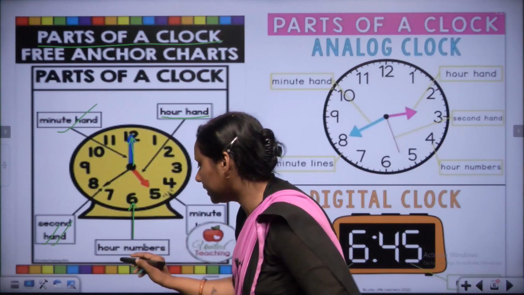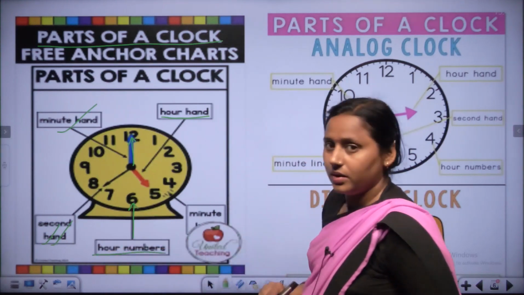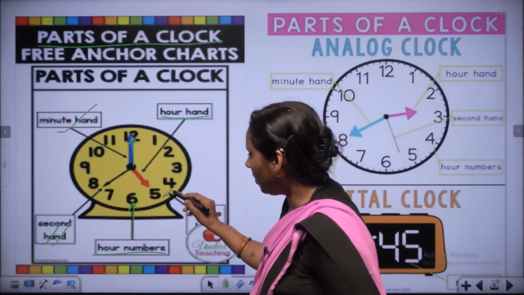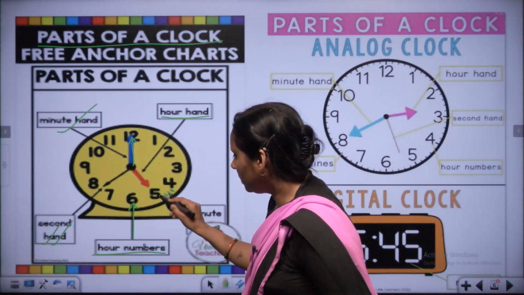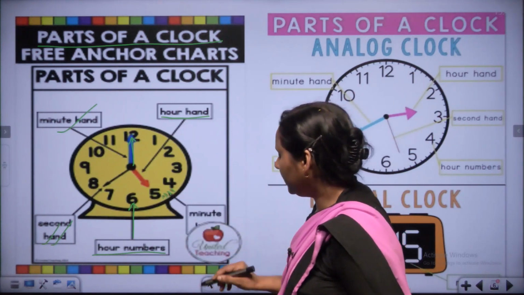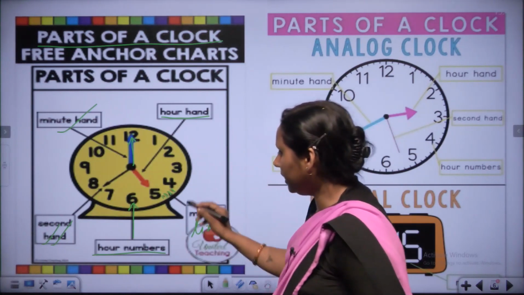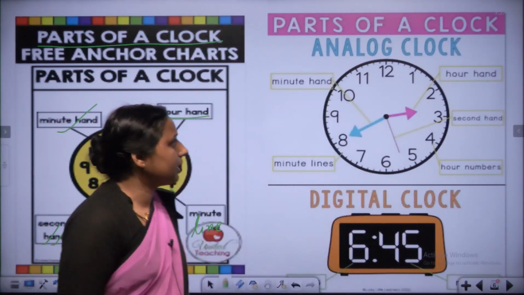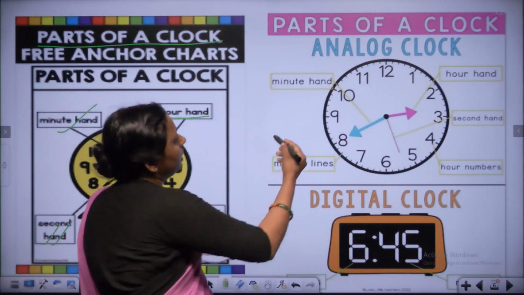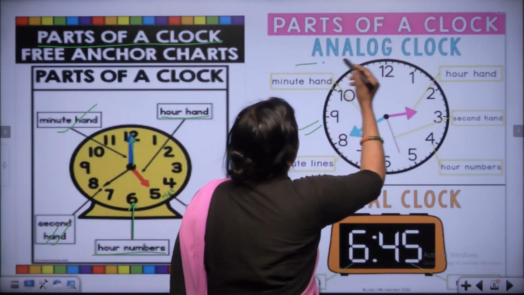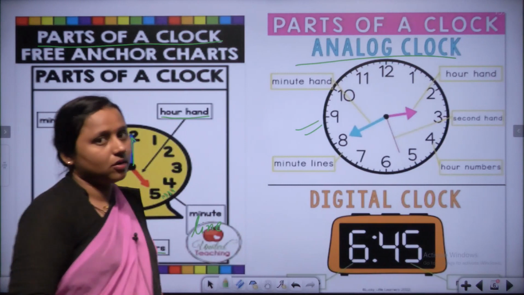What do we call this? The hour number. Okay. And so many smalls like this. Okay. Lining. This is minute line. This is what? Minute line. Okay. This one is minute line. Better understand? This one is analog clock. Parts of a clock. Here also read.